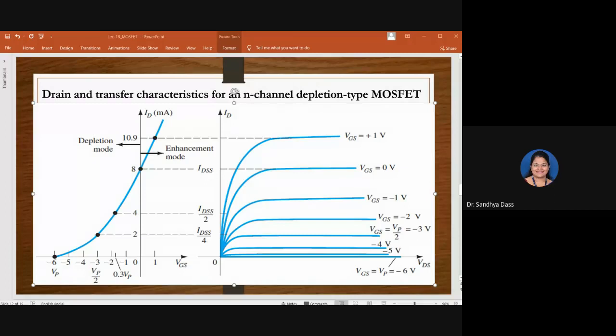I wanted to give you some example problems here, but since we are running short of time, we'll stop here. Let me share the material, you can go through that. And in the next class, we will continue with the enhancement type of MOSFET.